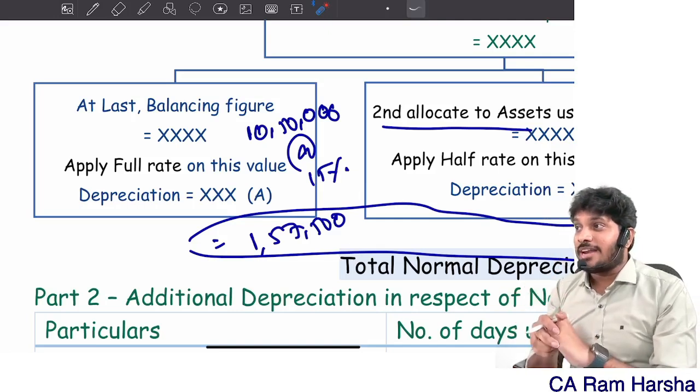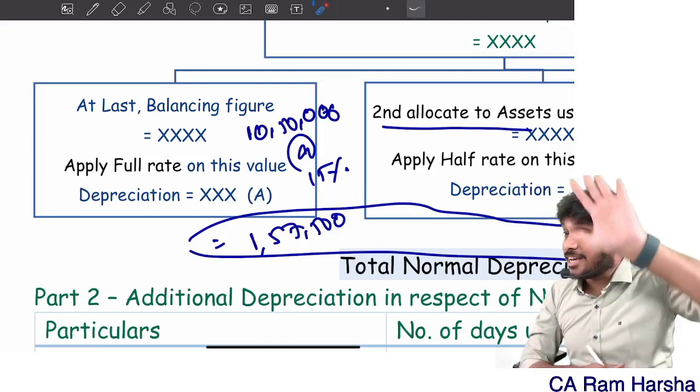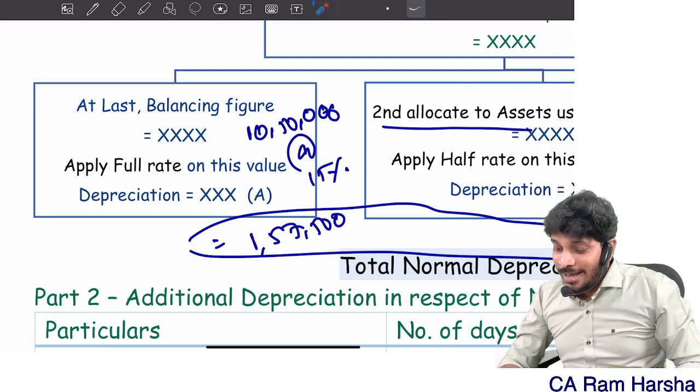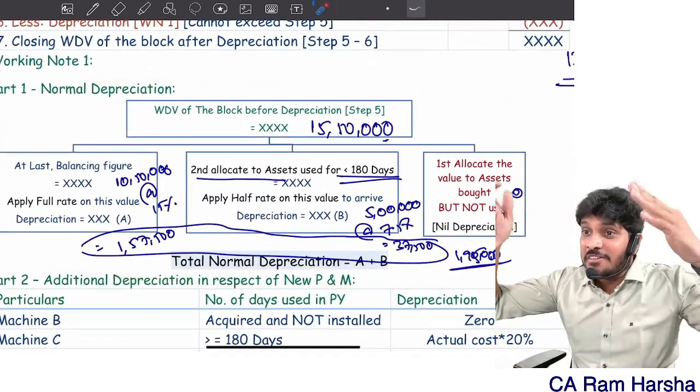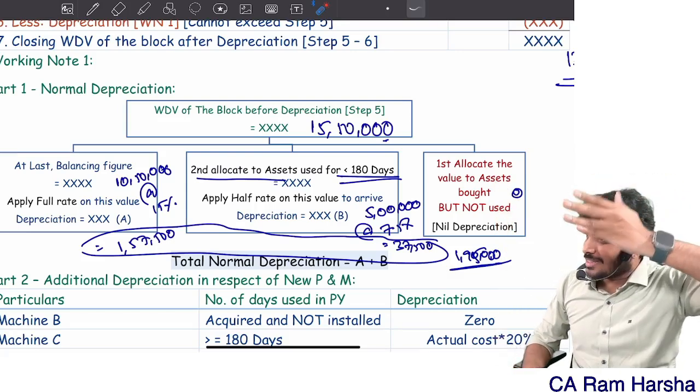Second year onwards, what will happen? You know, it's a loophole in the law. Why was it a loophole? In the depreciation computation logic, they did not give importance to an asset purchased last year but not installed. They missed that factor.